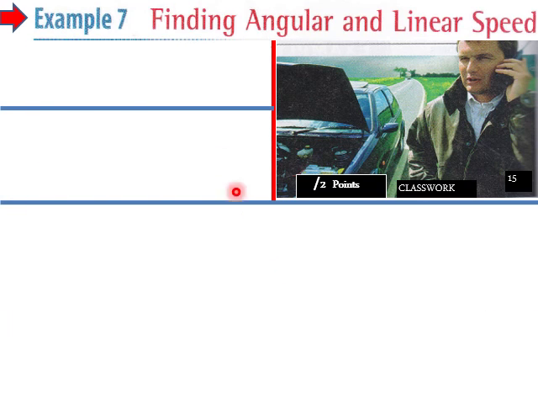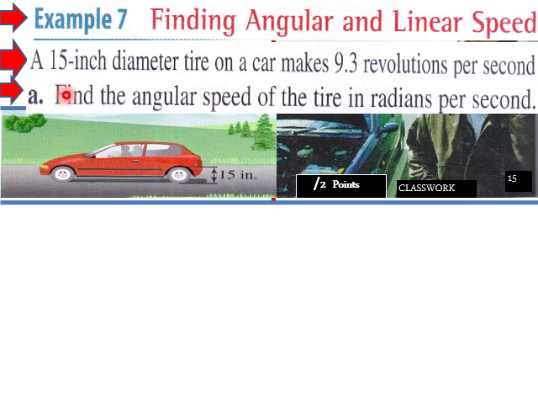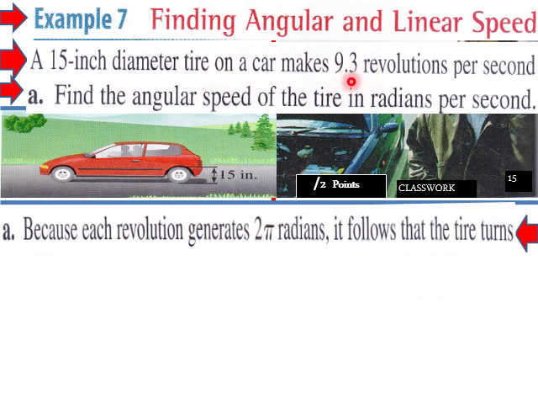Let's go into another example here, example 7. Finding angular and linear speed. A 15-inch diameter tire, this tire here is 15 inches in diameter, on a car makes 9.3 revolutions per second. Find the angular speed of the tire in radians per second. So we need to find the angular speed of the tire in radians when we know it's 15-inch diameter and 9.3 revolutions per second.